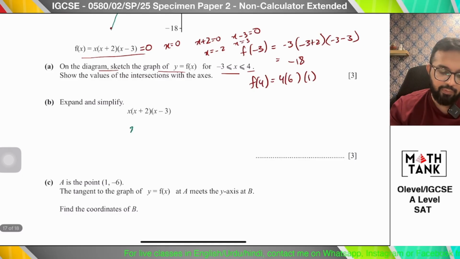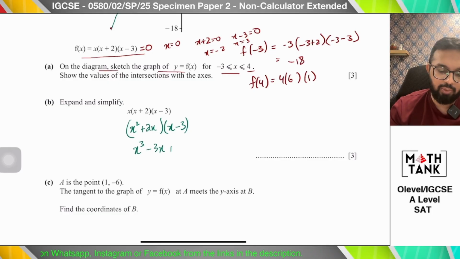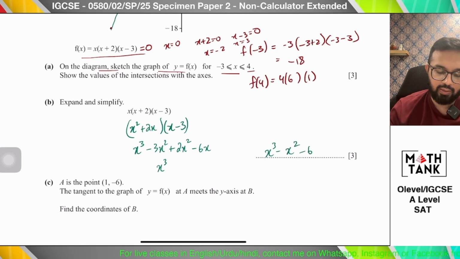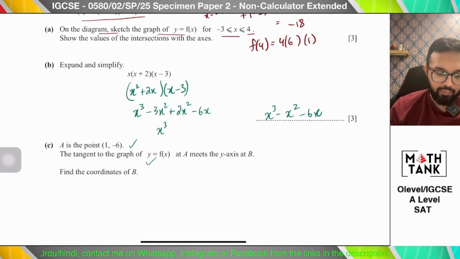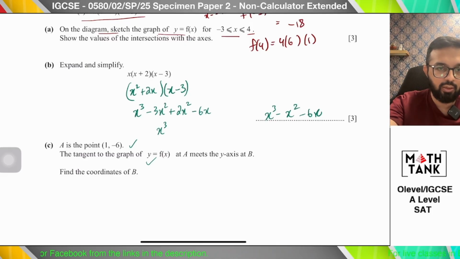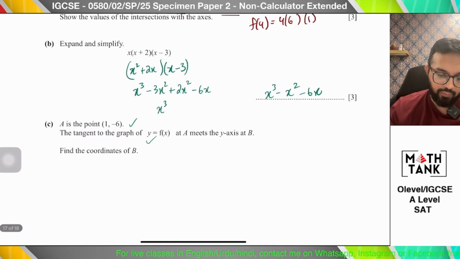And since it says expand and simplify, I'm going to first expand the first two things. So I've multiplied x inside, and then I get x cubed minus 3x squared plus 2x squared minus 6x. X cubed minus x squared minus 6x. Then here's the point 1, 6. The tangent to the graph y equals f of x at A meets the y-axis at B. Okay. Find the coordinates of B.